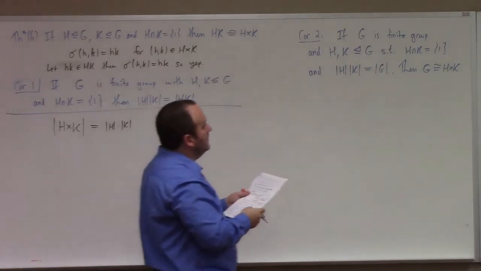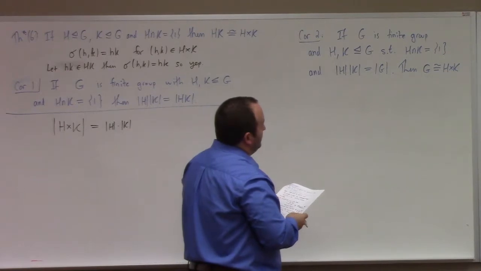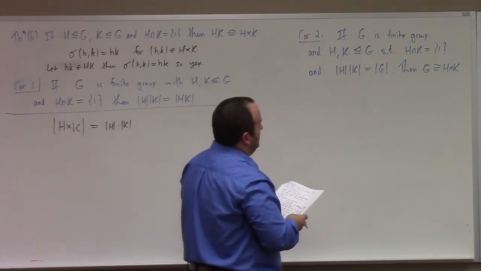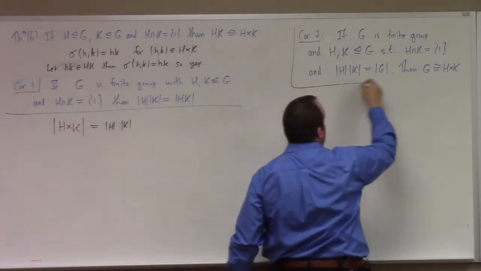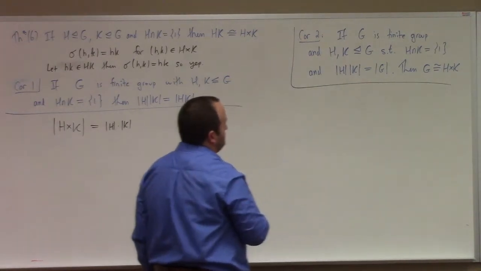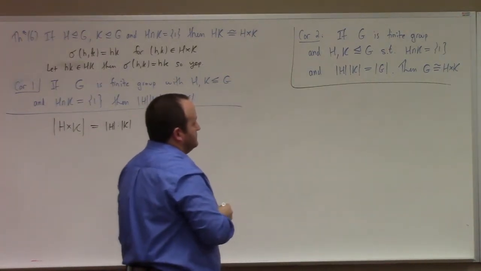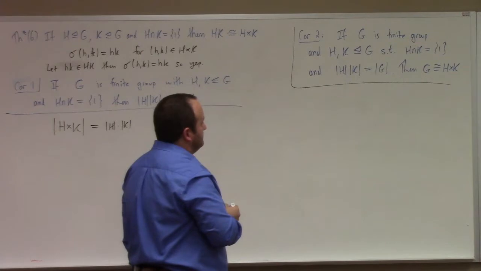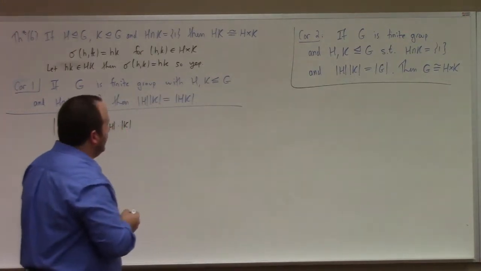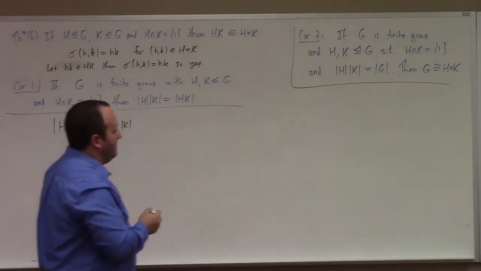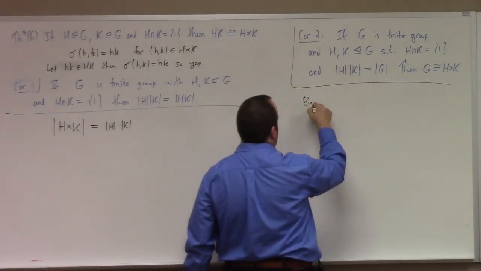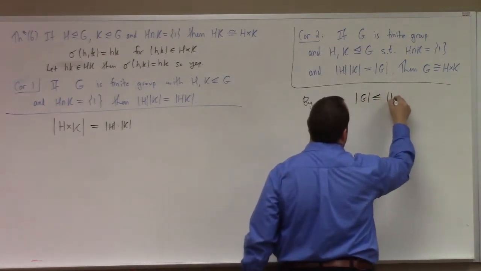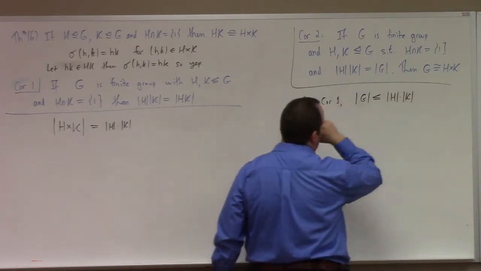Corollary 2: we have a finite group, H and K normal, intersection 1, the product of the orders of H and K is the order of G. So how do you prove this corollary 2? Let's see here. We have everything we have in corollary 1, right? So we know that the order of G is also equal to the order of HK.